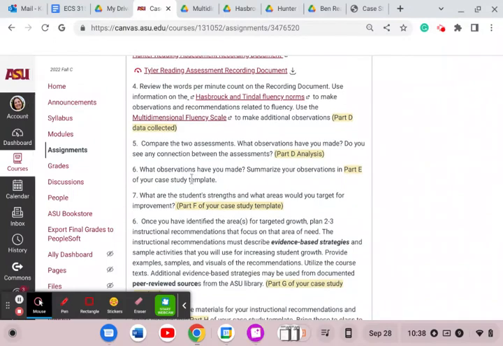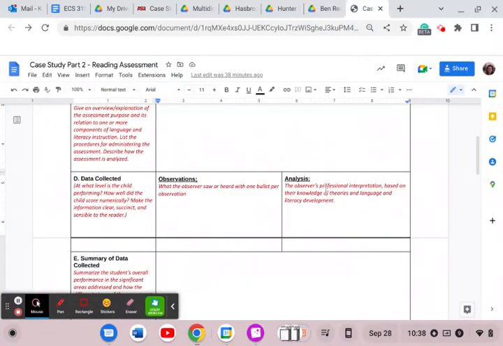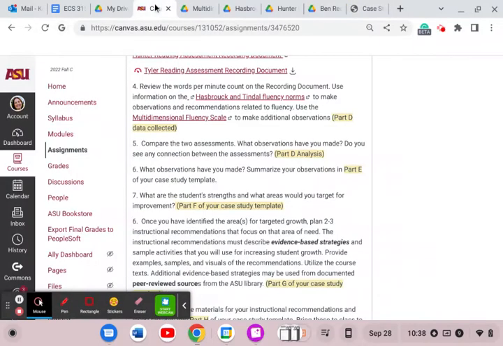And then what were your observations? I want you to summarize that. So observations would go in part E. I want to make sure we're not skipping analysis. I'm sorry, I jumped ahead. So you're going to compare the two assessments. What observations have you made? Do you see any connections?